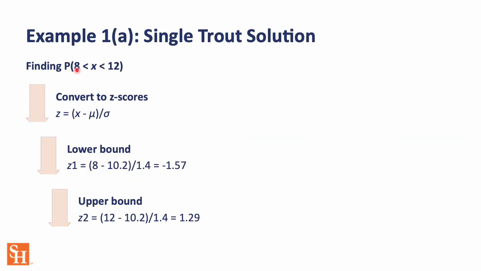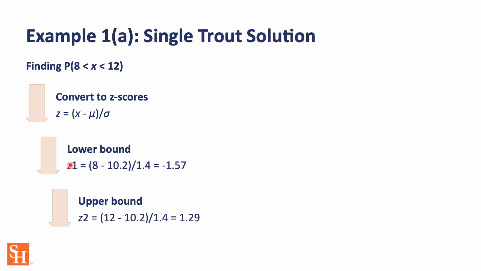So we are already familiar with the first problem, right? Here we have to find the probability that x will fall between 8 and 12 inches. So the raw x values are 8 inches and 12 inches. We have to find the corresponding z-score, right? And the formula for the z-score conversion is z equals x minus mu over standard deviation.